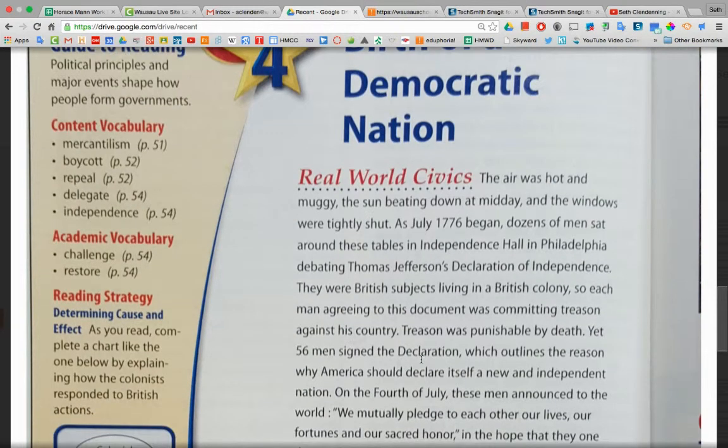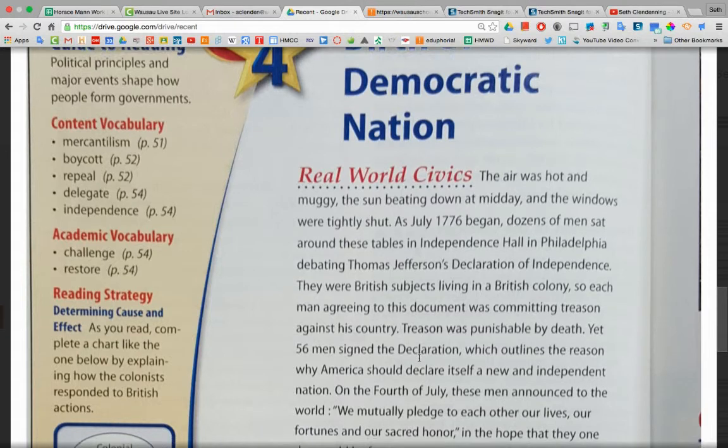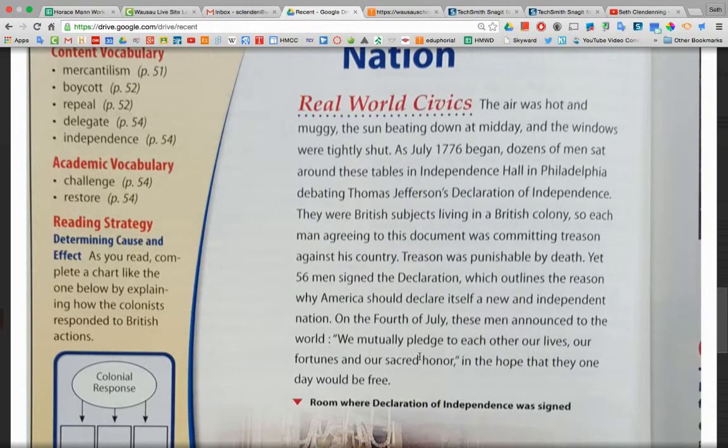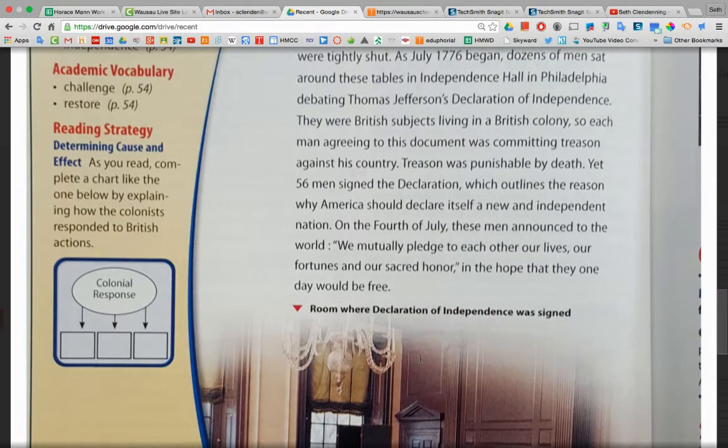Real-world civics. The air was hot and muggy, the sun beating down at midday, and the windows were tightly shut. As July 1776 began, dozens of men sat around these tables in Independence Hall in Philadelphia debating Thomas Jefferson's Declaration of Independence. They were British subjects living in a British colony, so each man agreeing to this document was committing treason against his country. Treason was punishable by death.